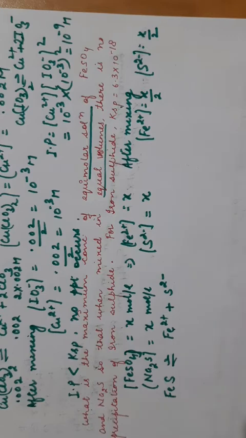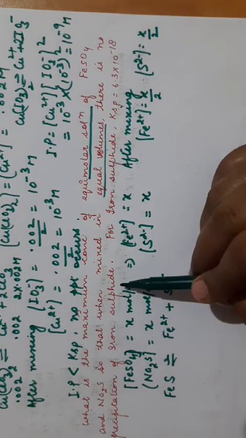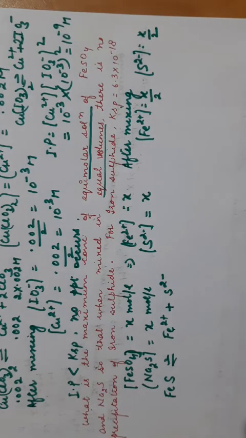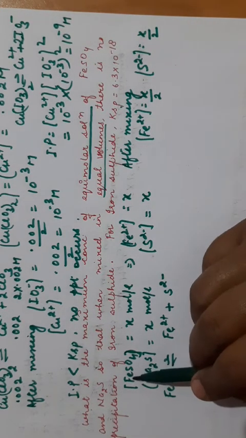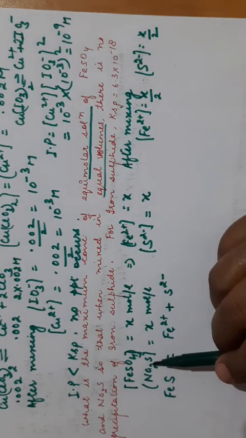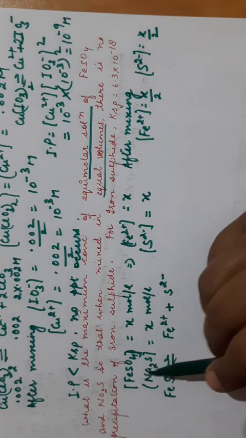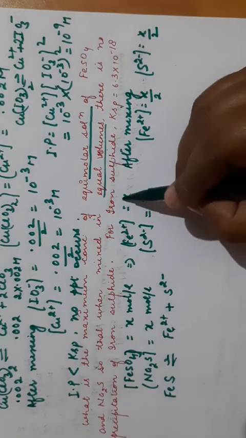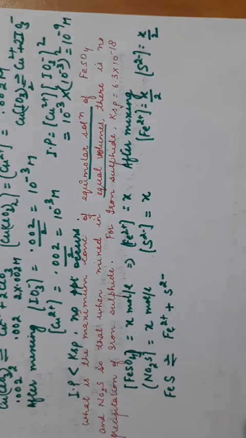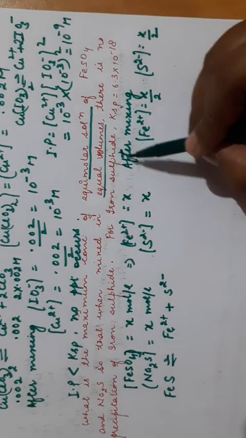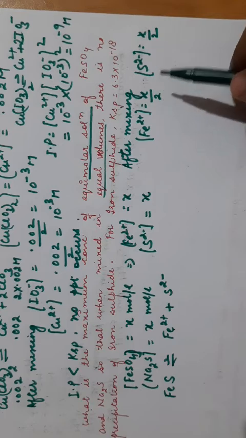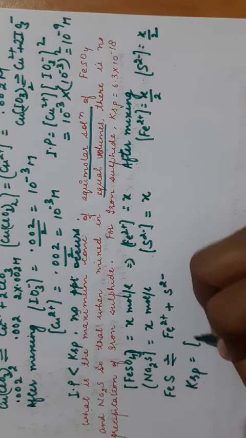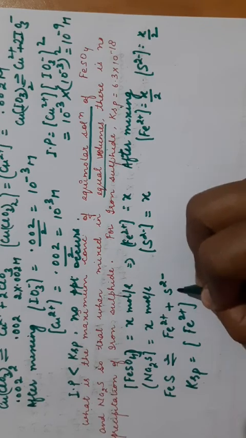This much is clear. So we have to check whether precipitation of iron sulfide will take place or not. So we need the concentration of iron and the concentration of sulfide. The iron concentration will come from FeSO4, the sulfide concentration will come from Na2S. Both of these contain 1 mole of Fe2 plus ion and 1 mole of sulfide ion. So the concentration will be the same as the concentration of the salts. After mixing, equal volumes are being mixed, so the concentration will become half. Now you can apply the formula Ksp is equal to Fe2 plus into S2 minus.